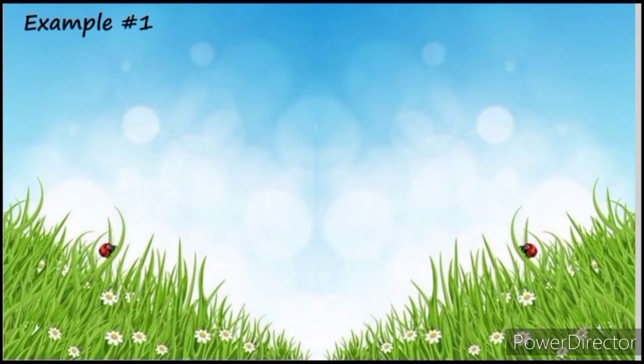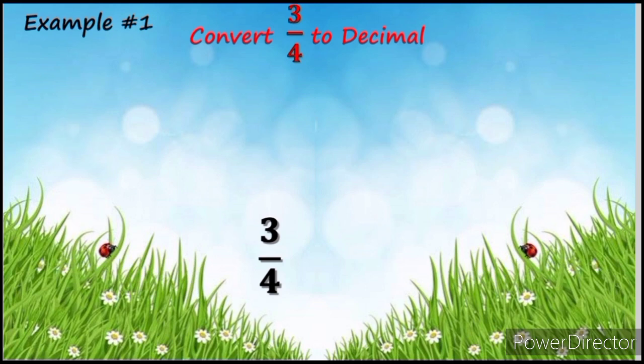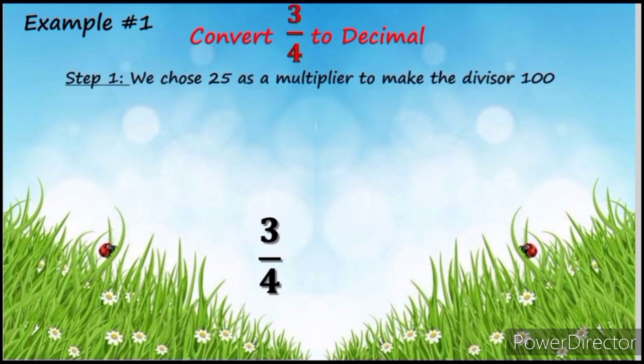Let's have example number 1. Convert 3 over 4 to decimal. We have 3 over 4. Step 1. We choose 25 as multiplier to make the divisor 100. 3 over 4 multiplied by 25 over 25.